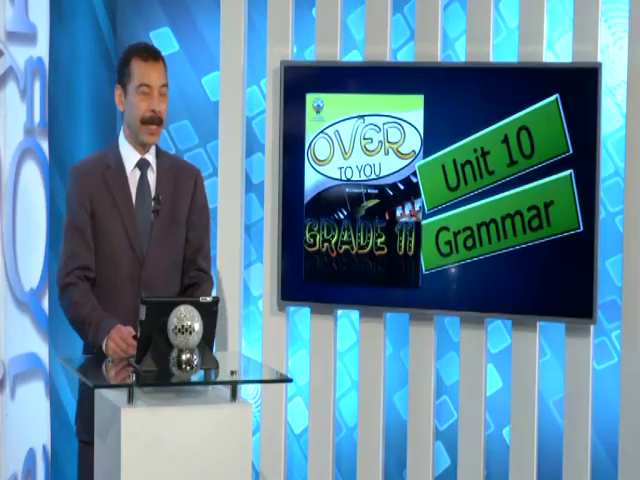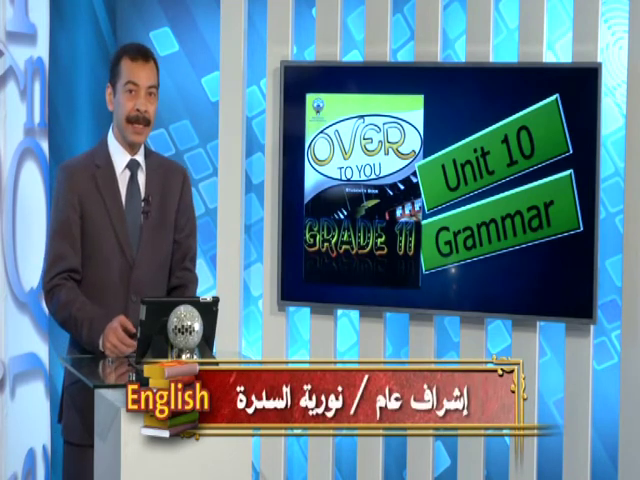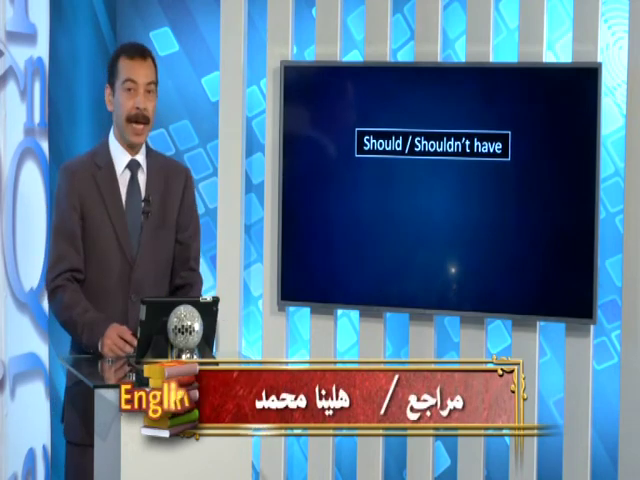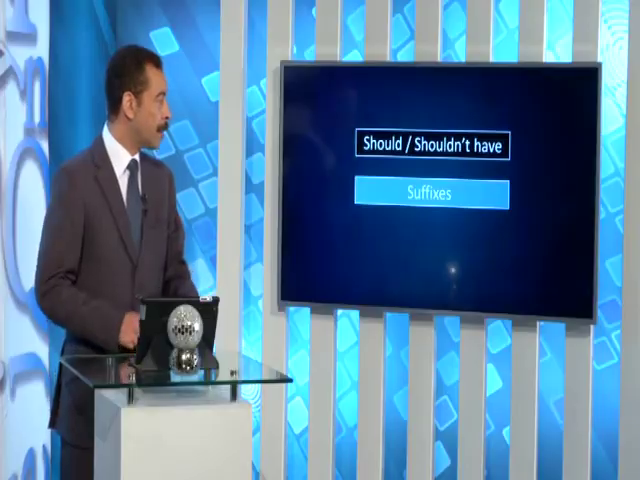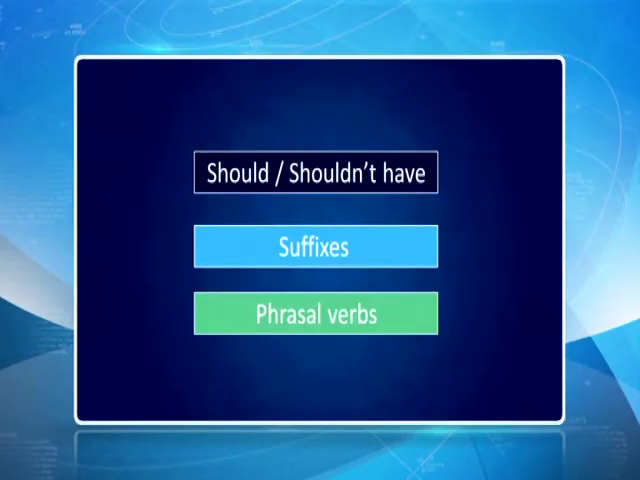As I said earlier, we are going to talk about Unit 10 Grammar. And in this lesson, we are going to talk about first the use of should and should have. Then we are going to talk about the use of suffixes. And we'll end up our lesson with some phrasal verbs. Okay? So please let's start.